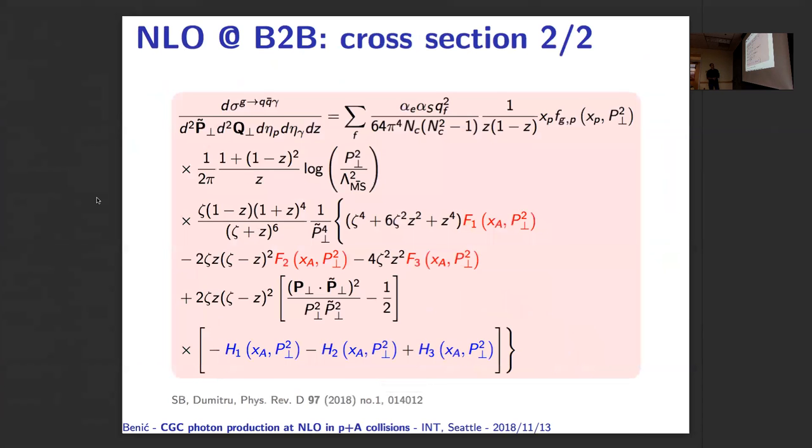This is now the full expression for the cross section after the integration over the transverse part of the phase space. You in fact get three of these unpolarized distributions and three of these linearly polarized distributions. But when you do the calculation, it turns out that this particular combination of linearly polarized distributions vanishes, so you end up just with expressions that contain these Fs.